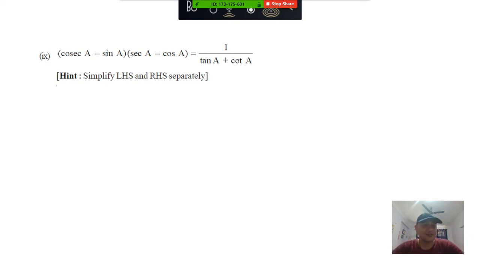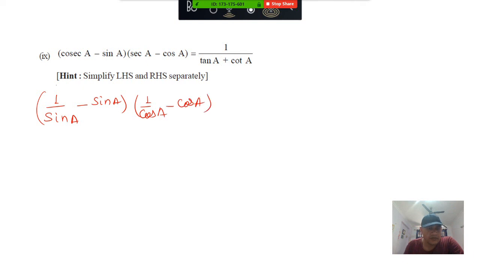Okay, this is our next question. That is the ninth question: (cosec A minus sin A)(sec A minus cos A). Okay, let's solve it. Cosec A is 1 upon sin A. We are just solving the left hand side, and this is minus sin A here. And the second term is 1 upon cos A minus cos A. Correct? So let's take LCM here.